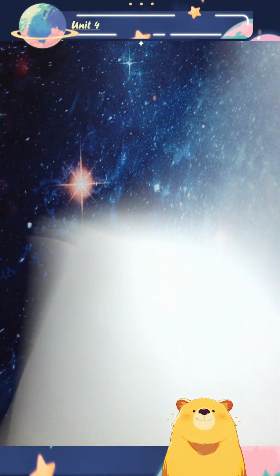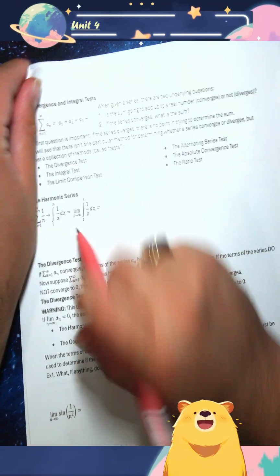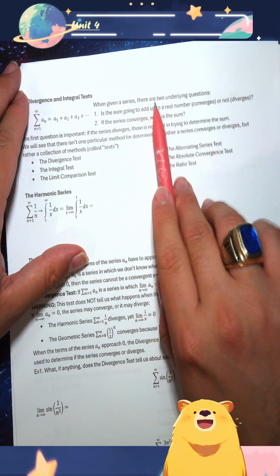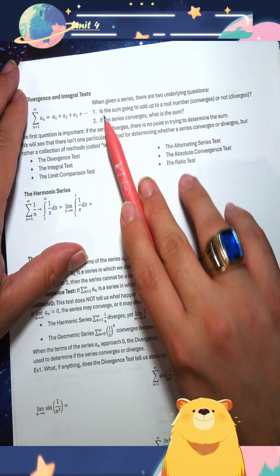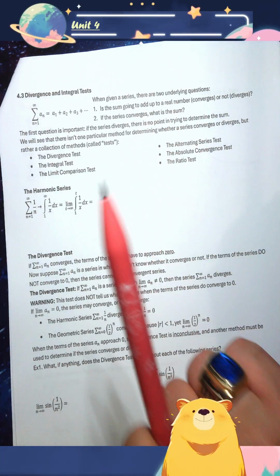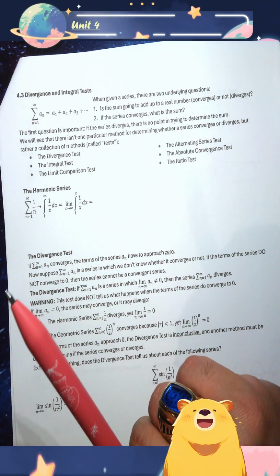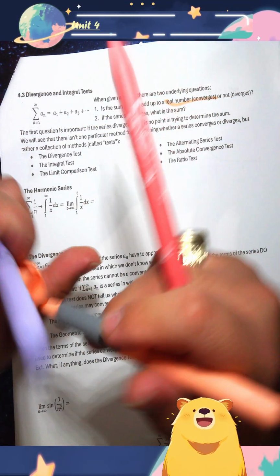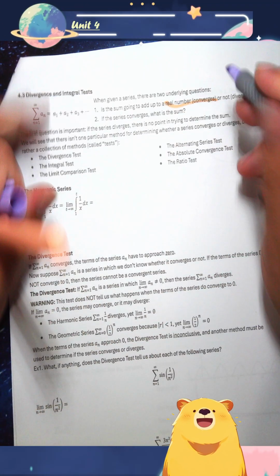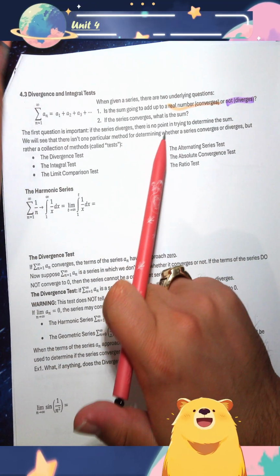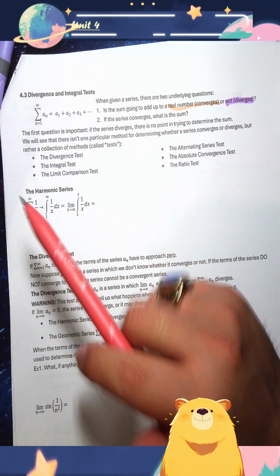Then we can just start here. Okay. So 4.3 is called divergence and integral test. When given a series, there are 2 underlying questions. Is the sum going to add up to a real number, which means that the sum converges, or not, which means it diverges? If the series converges, what is the sum?